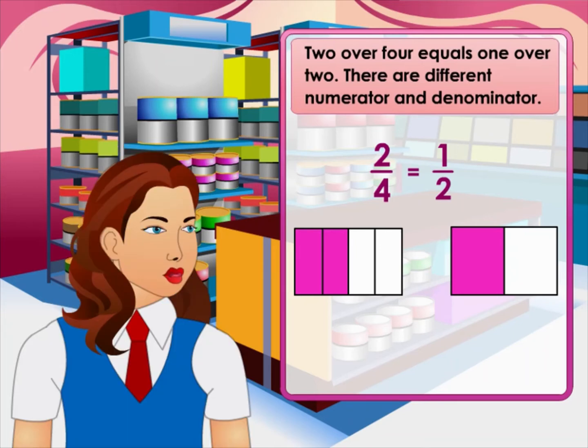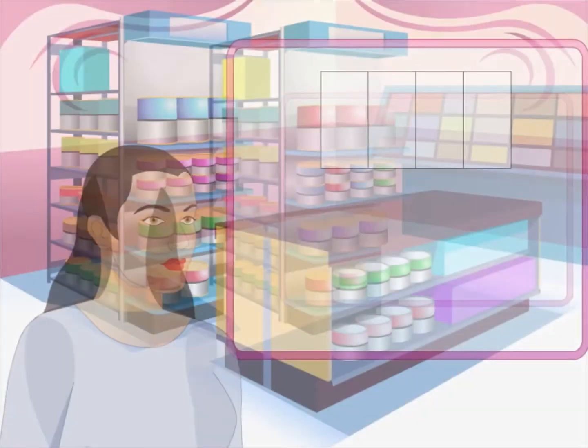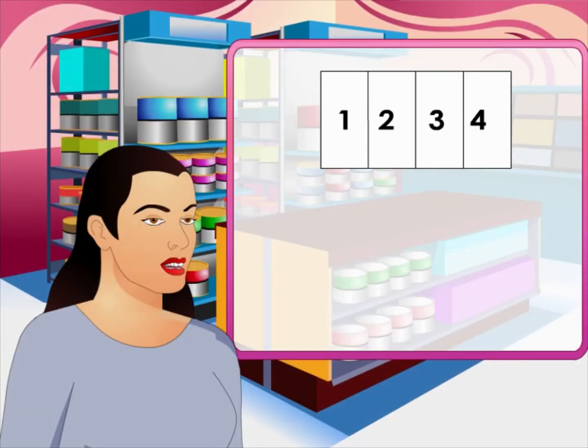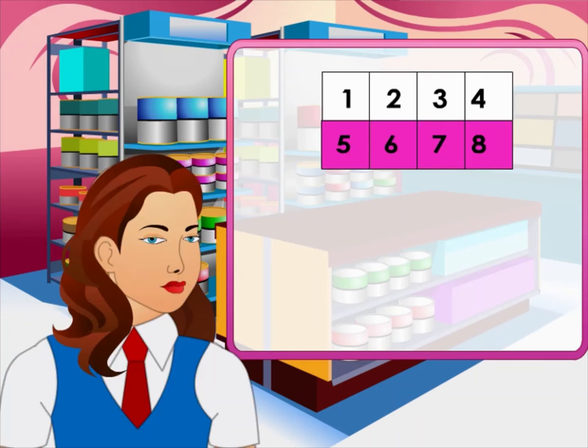Mom, can you tell me more about equivalent fractions? Sure, Neeta. Neeta, let's say we separate the 4 walls of your room into halves. We will then have the upper parts and the lower parts. Do you know the fraction? Yes, Mom. The walls will then be divided into 8 portions.